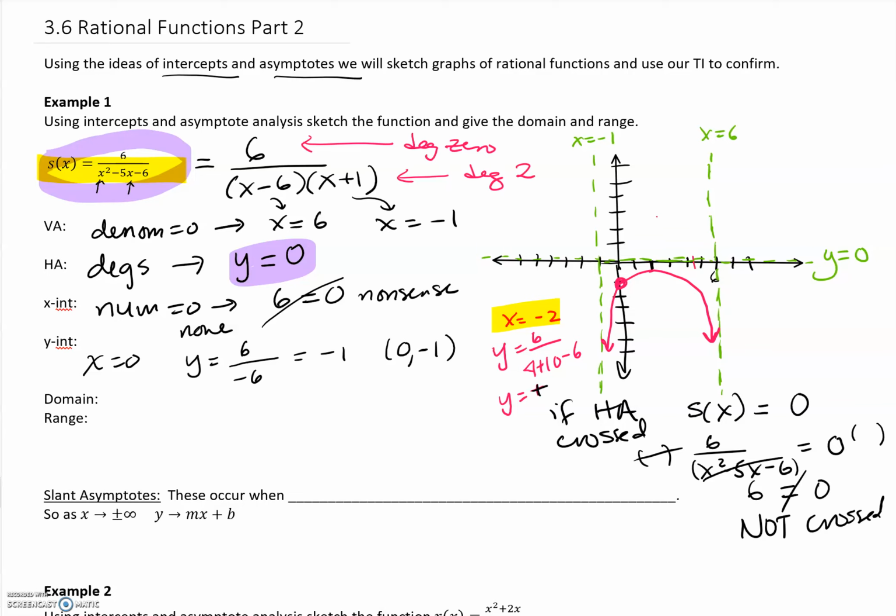So my graph at -2 gives me some positive value, which means it has to approach the asymptotes and look like that. And on the right, let's say I put x equals 7 into my function, and remember, this is my original function.